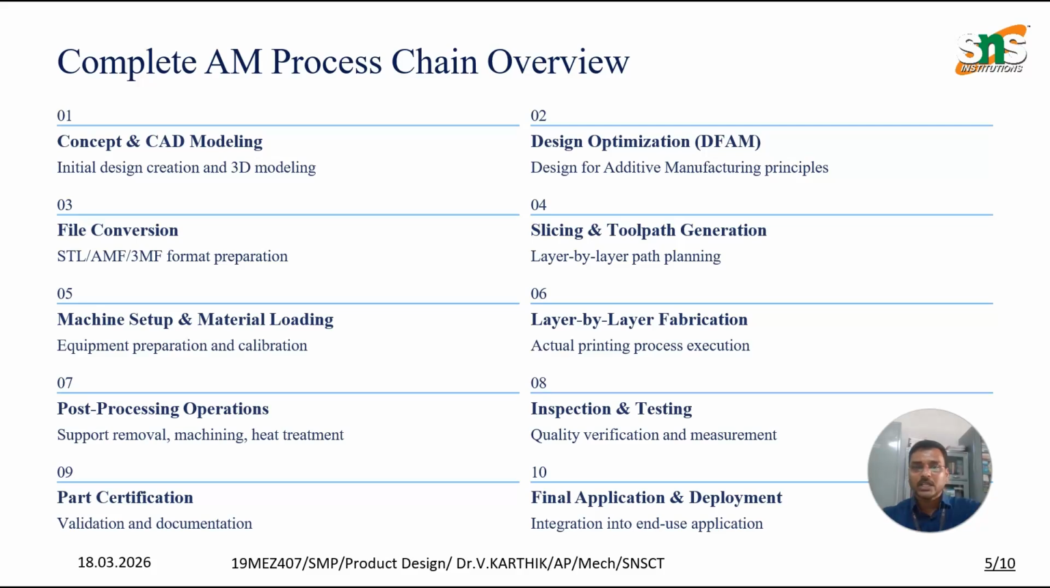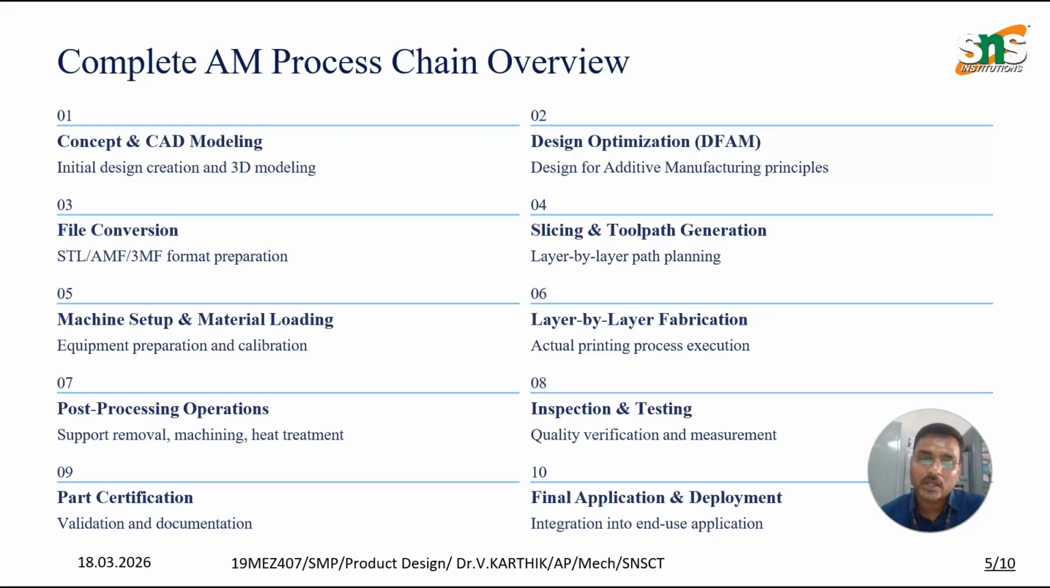And then the design optimizations, and then slicing. Design optimization is nothing but the design for additive manufacturing principles, DFAM, where wherever we require we can change the design as per the requirement, and then slicing, tool path generation, layer by layer path planning. While we make one product, we can move one by one as a step. We can change the tool and it will be done automatically in the layer by layer fabrication. The 3D printing is actually called layer by layer, they call it digital manufacturing.